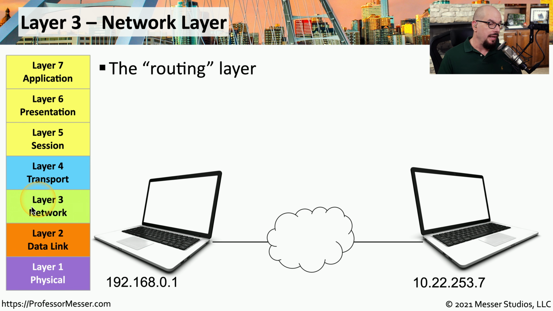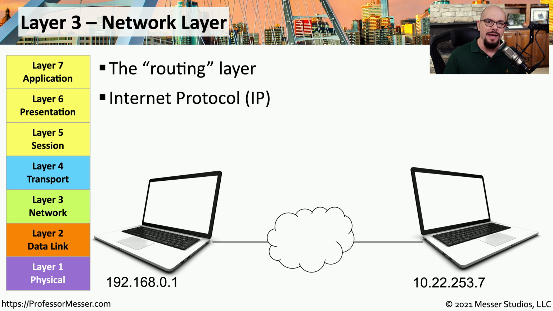If we move up one layer in the OSI model, we're at layer 3, or the network layer. Sometimes you'll hear this referred to as the routing layer because this is the layer associated with IP addresses. IP addresses are obviously very common on our networks, and any device that is making forwarding decisions based on these IP addresses is communicating at layer 3.